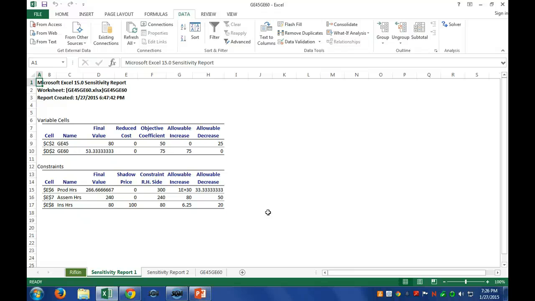It says I can get an extra $100 for every additional hour up to an additional 6.25 hours. As well, I'll lose $100 for every hour that I lose, down to 60 hours. After that, something else is becoming binding. Does that make sense?